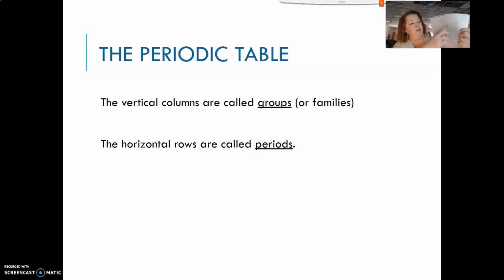If it is a vertical column like this, these are called groups. If it is a horizontal line, it's called a period. Groups are also called families. They have similar characteristics. Periods are just periods. They have no characteristics similar to each other at all.